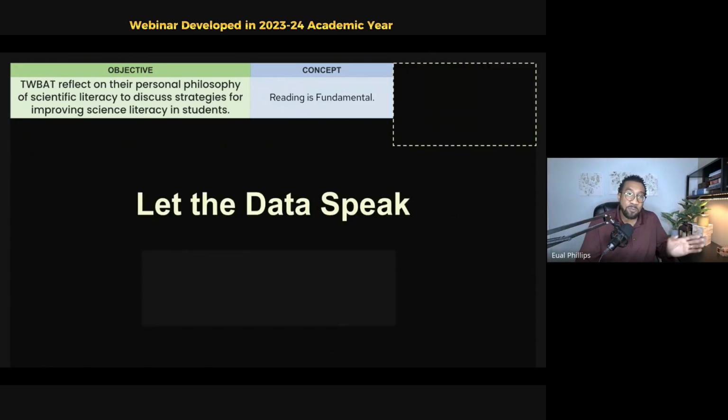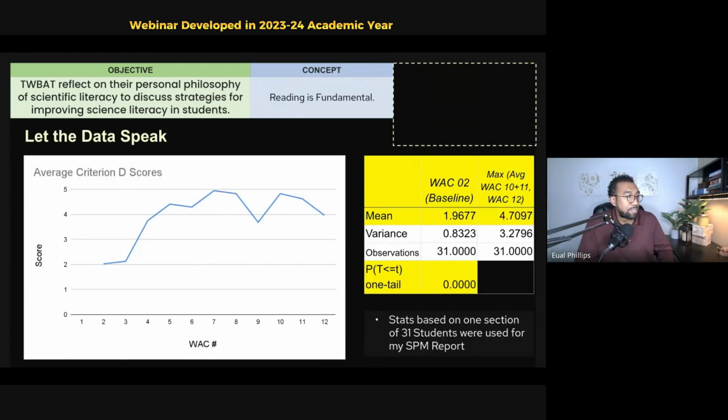Now let's allow for the data to speak. Here are the average Criterion D scores for all of our students. And as you can see, the baseline is week 2. The reason why I did not use week 1 is because in week 1, I made this a homework assignment. And I realized that when students were not going to do it for homework, I couldn't use the data. So it had to be done in class. Nevertheless, you see an increase in scores over time. Then there's this dip, and I'll explain why that dip is there. And then the scores go up and then back down a little bit.